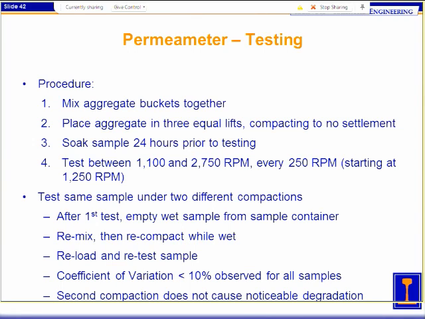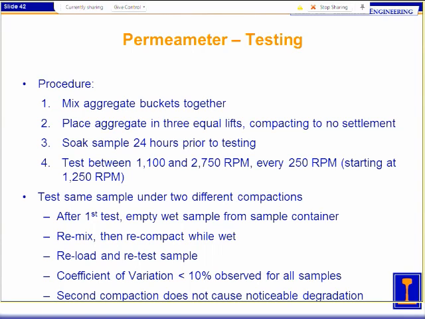This is just due to different flow paths within the actual sample itself, because you've got this very, as I mentioned, open-graded nature, and you've got ballast, which can be a very anisotropic material. You compact it two different ways. It'll have different heights, and so on and so forth, two different flow rates.